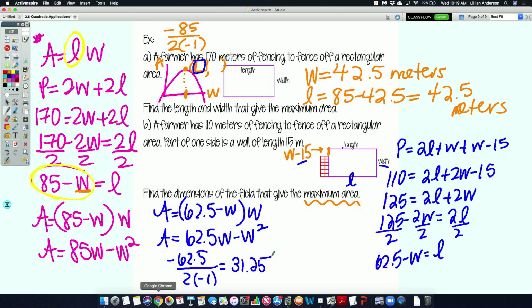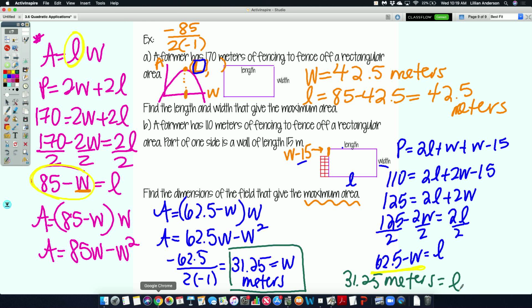31.25. So then that represents the width that will produce my maximum area. And just like before, I plug it back in over here to find my length. So what's 62.5 minus 31.25? And that is how you use your different properties of quadratics to apply them into real-world situations.